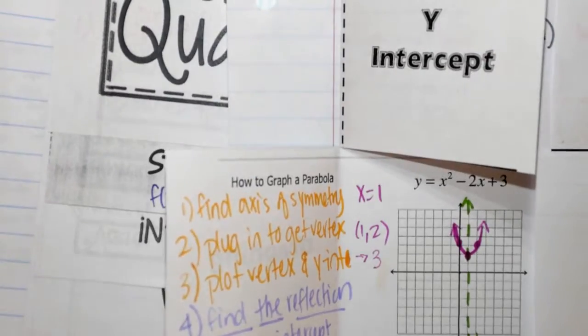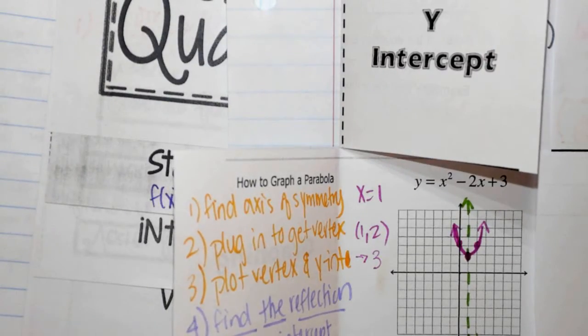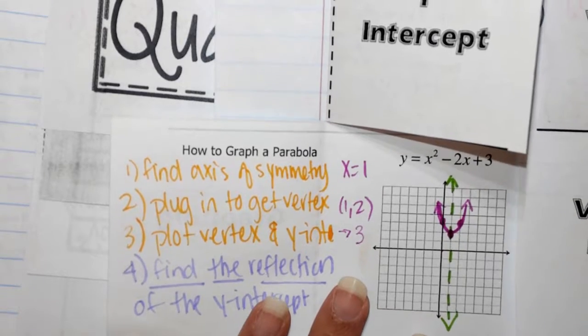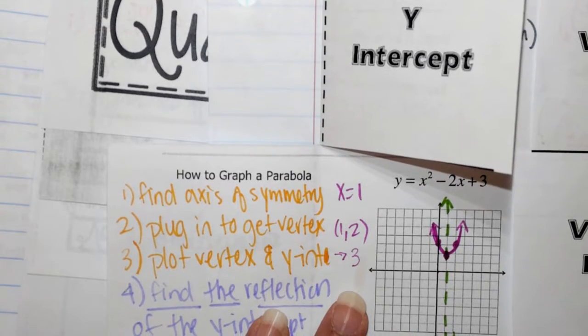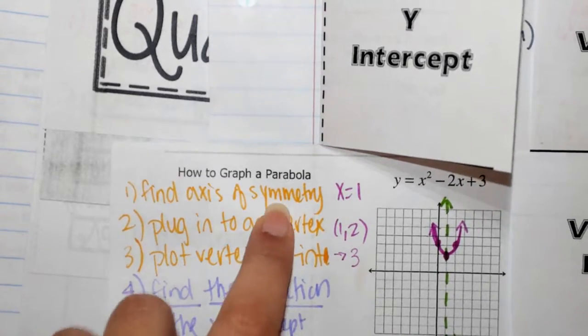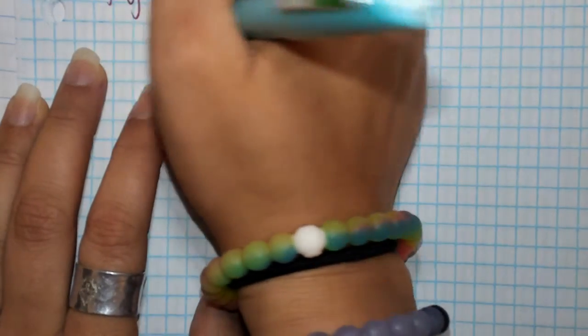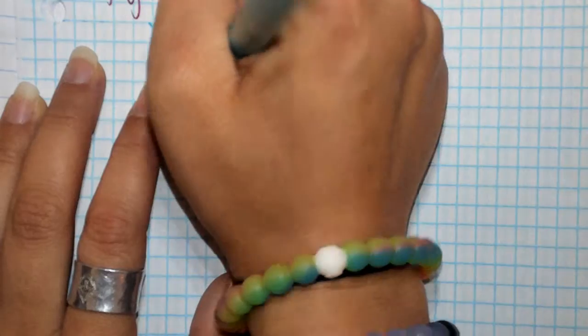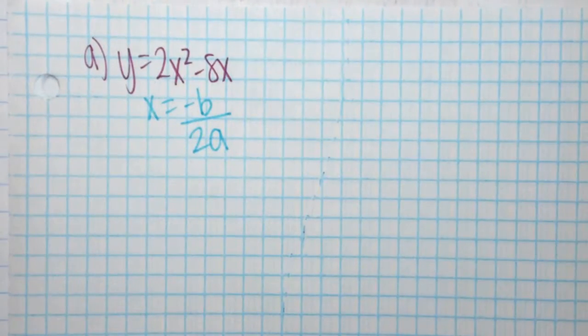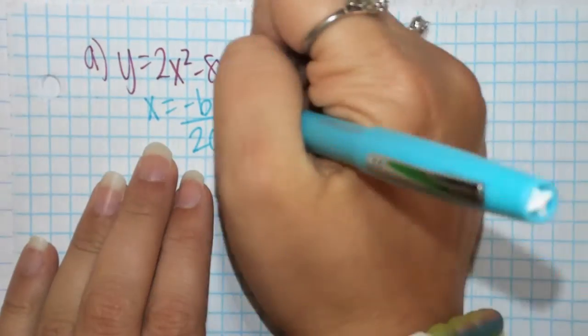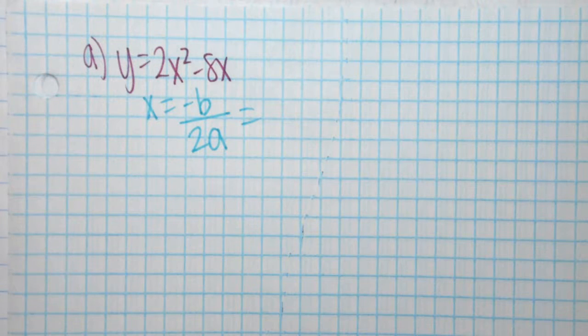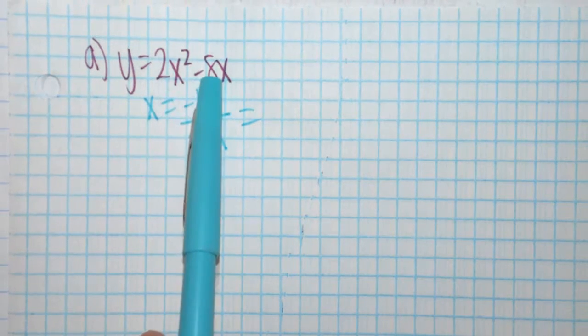If you forgot what your steps for graphing were, all you had to do was look at your foldable. It's crazy that I give you step-by-step instruction on what to do. So first thing is find the axis of symmetry. And you do that by saying it's the opposite of B divided by 2 times A, right? What's our B here? Negative 8 is our B.